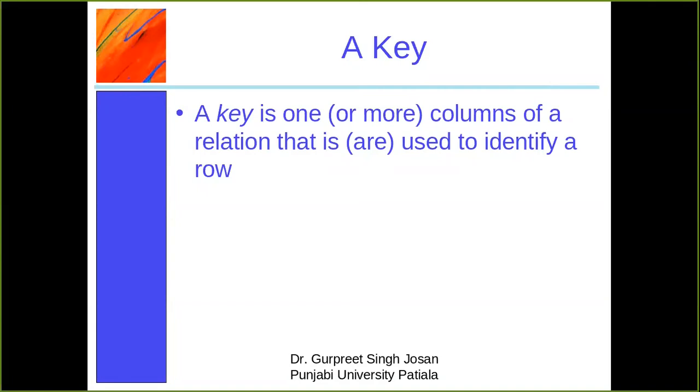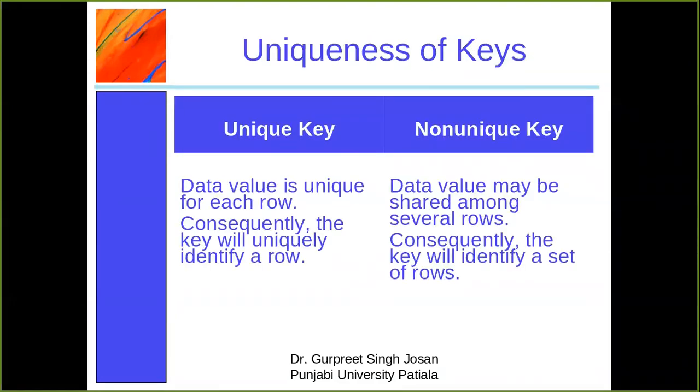So a key can be a combination of one, two or more columns, whose main property is that it can be used for identifying any row in the table. Accordingly, we have two kinds of keys: one is unique key, another one is non-unique keys. Unique keys means every key has a uniqueness property. Uniqueness means it can be used to identify any row uniquely, so the data value is unique in each row.